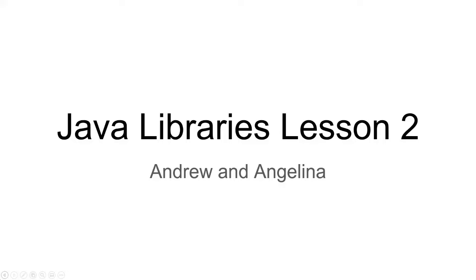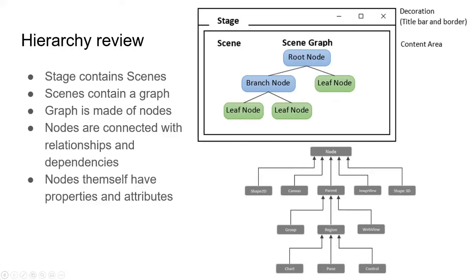Today we'll be going over the various visual components of a JavaFX program. So let's review the hierarchy. Each stage in JavaFX contains a scene. Each scene in JavaFX contains a graph. A graph is made up of nodes: root nodes, branch nodes, and leaf nodes. We'll go over what these mean later. But nodes are connected with relationships and dependencies. Some nodes may contain other nodes or be connected to other nodes, and nodes themselves have properties and attributes that tell the program how to display each application.